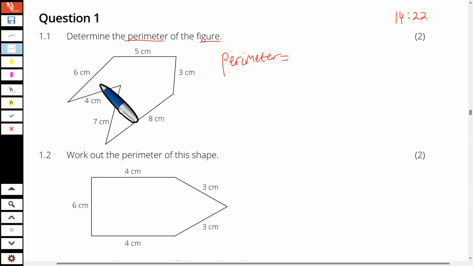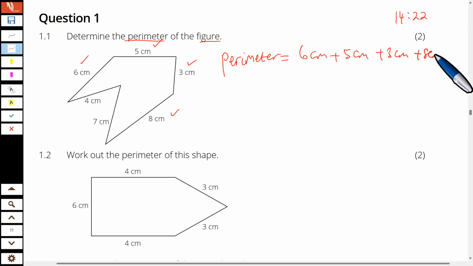The perimeter is defined as the sum of the lengths of the sides of the shape. So we have 6 centimeters, we add it to 5 centimeters, and then we have 3 centimeters, and then 8 centimeters, and then 7 centimeters, and then 4 centimeters.